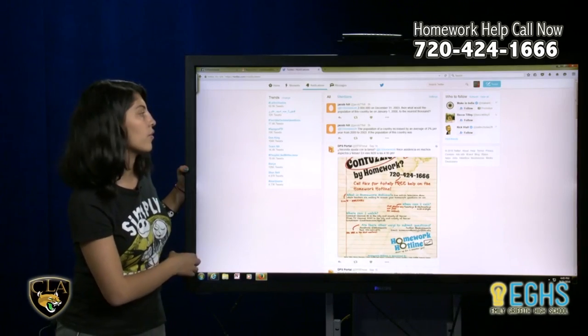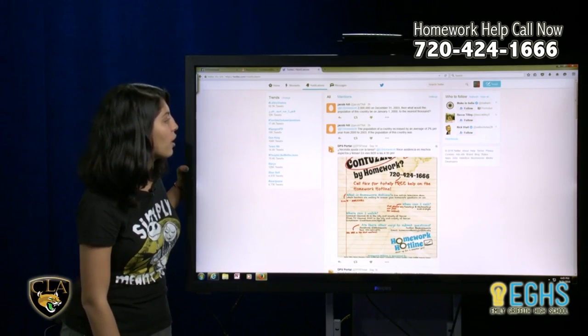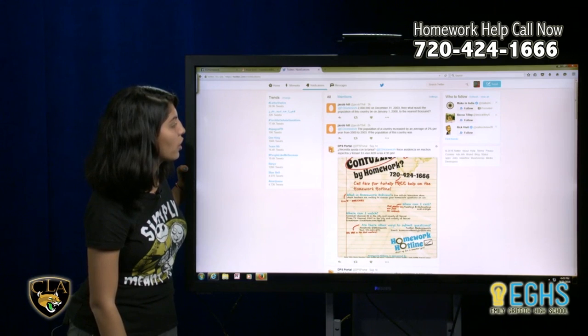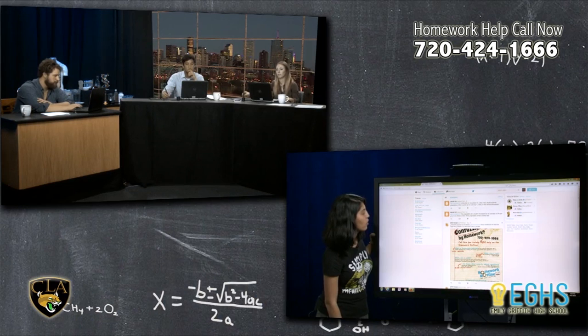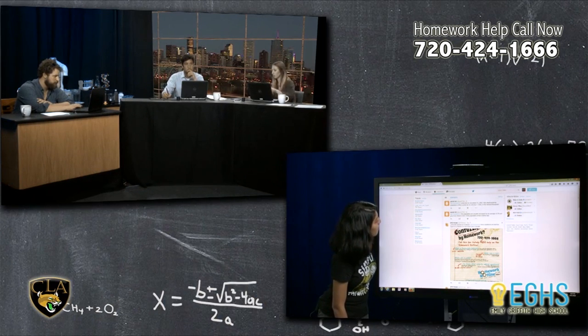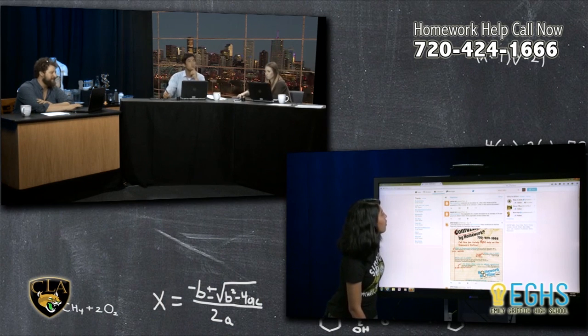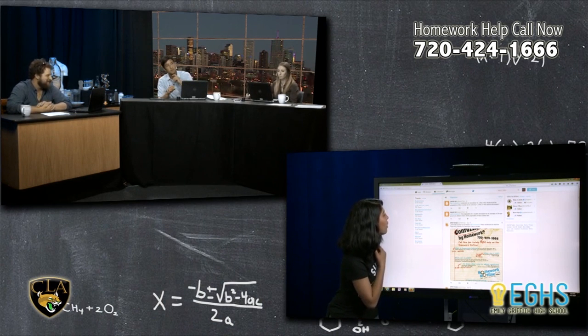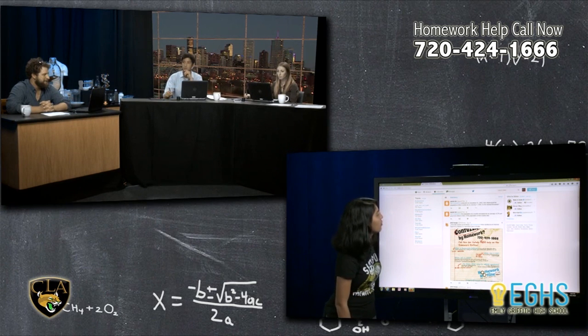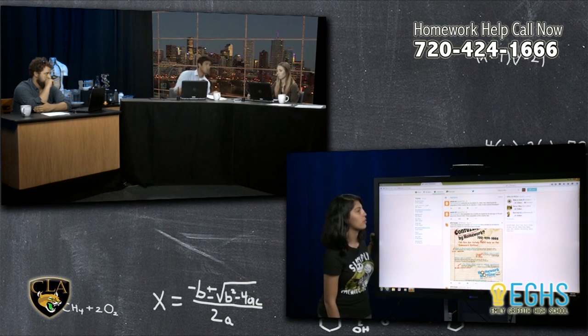So on Twitter, we have a question from Jacob Hill, and he says the population of a country increased by an average of 2% per year from 2000 to 2013. If the population of this country was 2 million people on December 31st, 2013, then what would the population of this country be on January 1st, 2000 to the nearest 1,000?